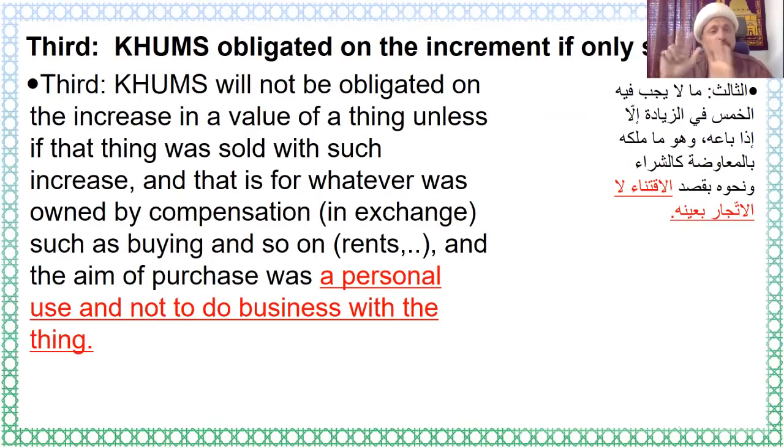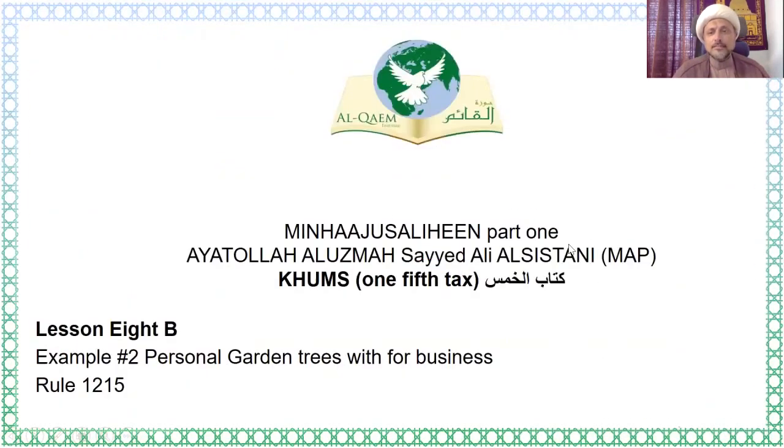So the first one was for business, the second one was a free item, the third one is a purchased item. This rule now is talking about there being no khums on the increase. وَهُوَ مَا مَلَكَهُ بِالْمُعَاوَضَةِ, he purchased the item, and the value increased. So you don't have to pay the khums of the increased value at the end of the year, because it was for your personal use, not to do business. بِقَصْدِ الِاقْتِنَاءِ. Your intention was for personal use, not to do business with it, لَا الِاتِّجَارِ بِعَيْنِهِ.